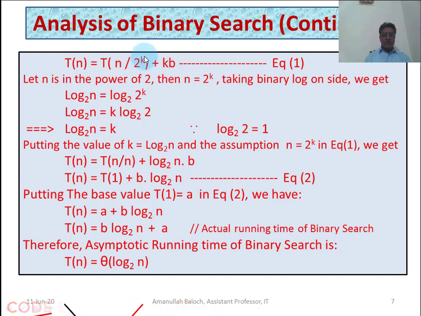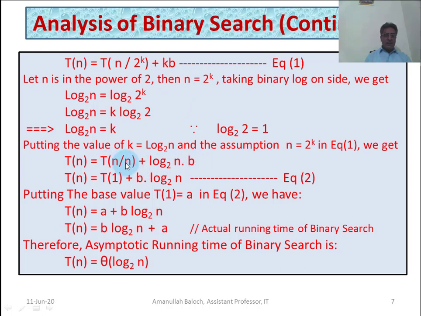While 2 to the power k is equal to n, I have assumed n is equal to 2 to the power k. We put here the value n and put here the log of n base 2. So it will become T of n is equal to T of n divided by n. In this n I substitute 2 to the power k equal to n, and at the place of k I write log of n base 2, because the value of k is log of n base 2, and k is multiplied with b.